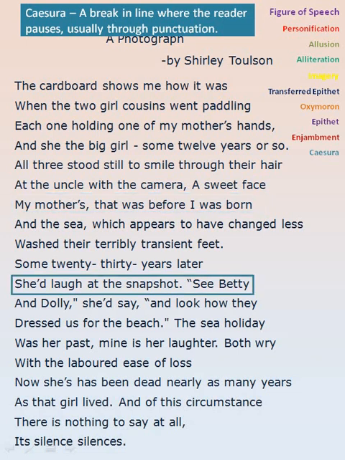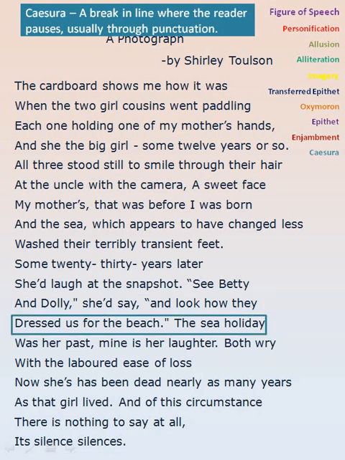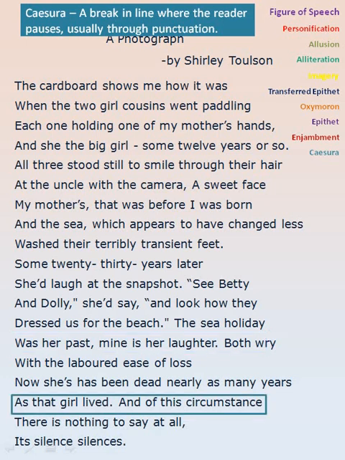"She would laugh at the snapshot," and you have a full stop there. Hence there is a break in the line. Hence it is caesura. The next line also. "And Dolly," after that a comma, and even a quote begins. "She would say," and there is a comma again. So there is a break in the line, hence it is caesura. The next line also, "dresses for the beach." After that there is a full stop and the closure of the inverted quotes. Hence it is caesura. "Was her past," comma, there is a pause. Then again, "minus her laughter." After laughter there is a pause using a full stop. Hence it is caesura. And "as that girl lived," you have a full stop, hence it is caesura. So when there is a break in the line, it is caesura, and when there is a continuation into the next line, it is enjambment.